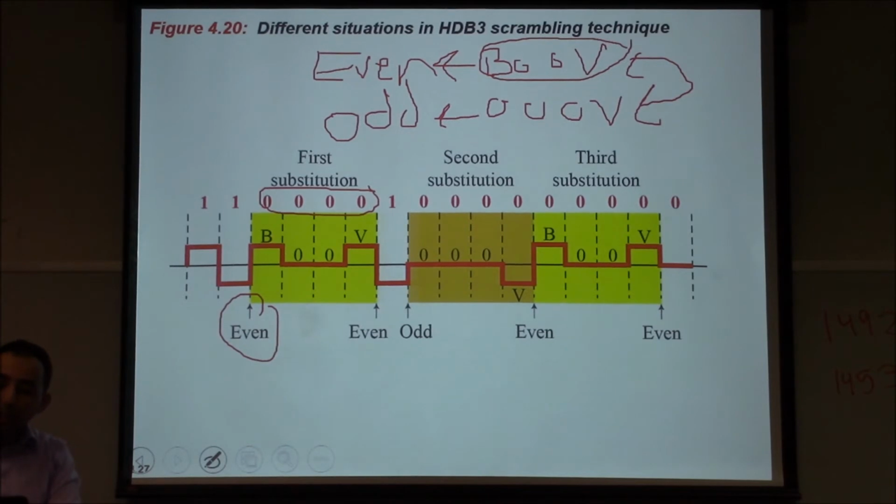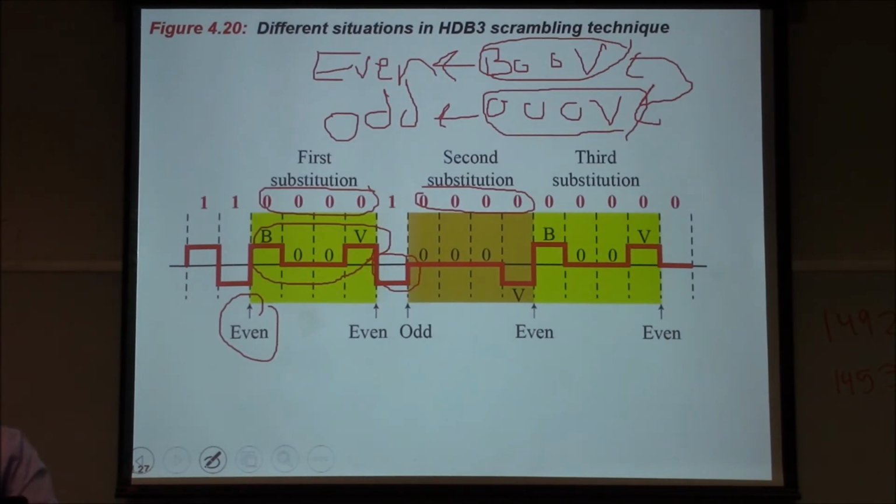Then here I have another 4 zeros. These 4 zeros will be replaced by the 000V because of the number of non-zero pulses after the last substitution. How many non-zero pulses do we have after the last substitution? We have only one, that is odd, so I am going to use the 000V code. Here, for the next 4 zeros, the number of non-zero pulses is even, so we will use the B00V code.